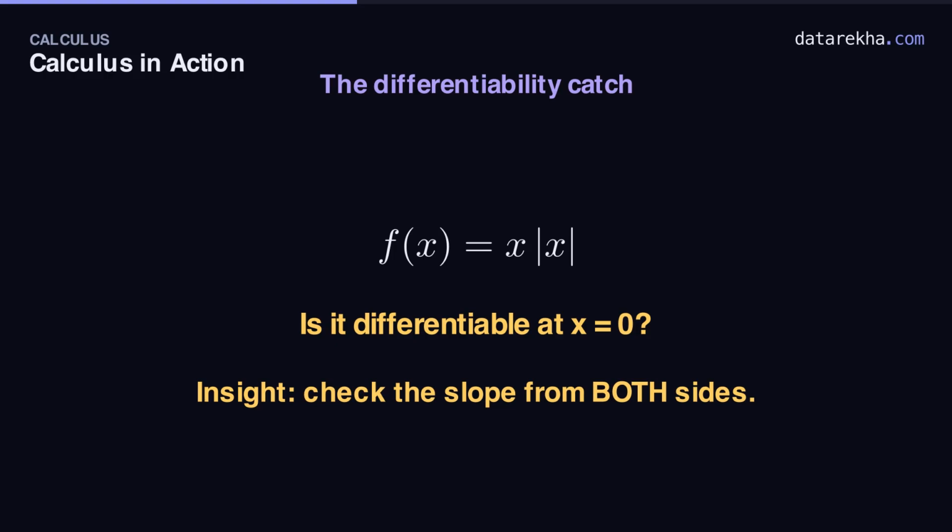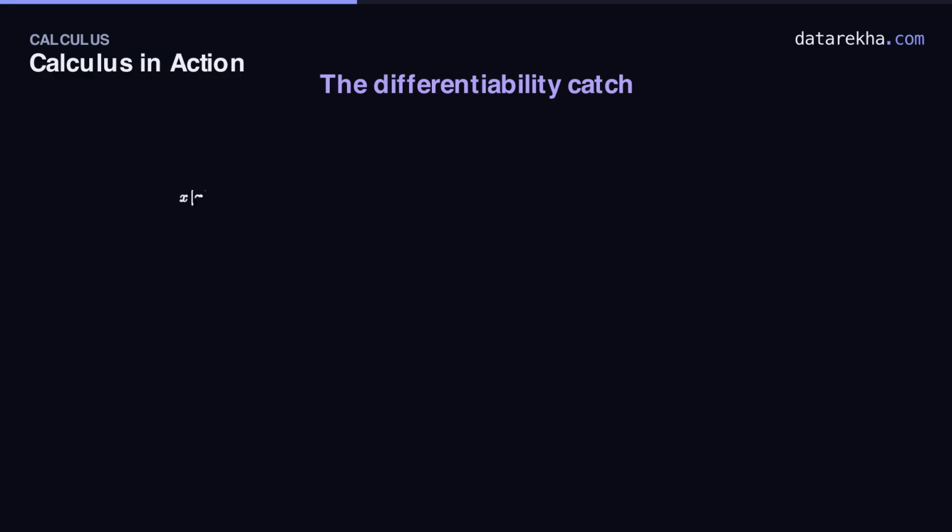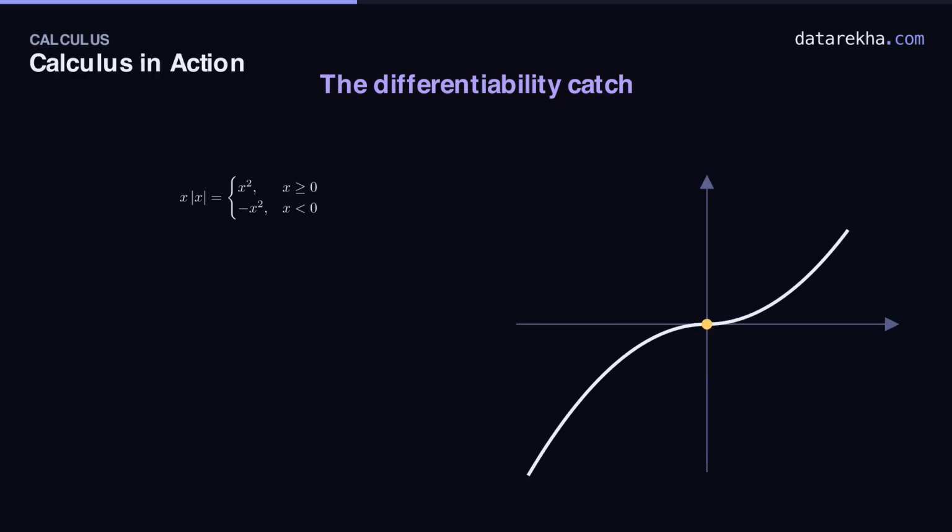At a suspicious point, check both one-sided slopes. If they agree, it's smooth. If they clash, there's a corner. Let's actually look. First, rewrite it without the bars. When x is positive, x times x is just x squared. When x is negative, it becomes minus x squared. So the graph is a parabola on the right, flipped through the origin on the left.